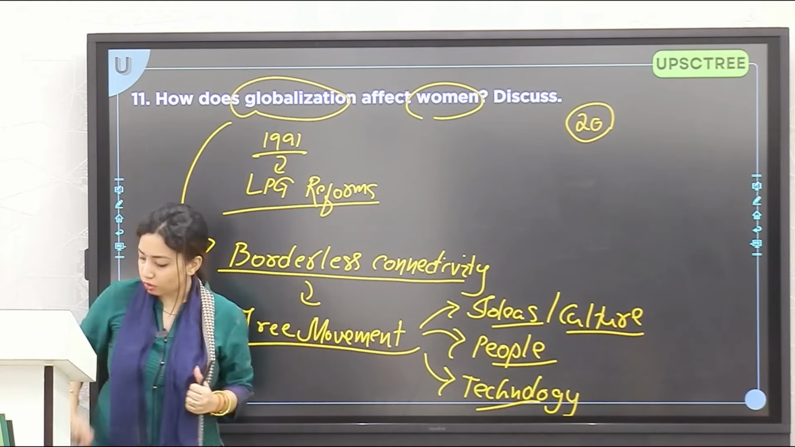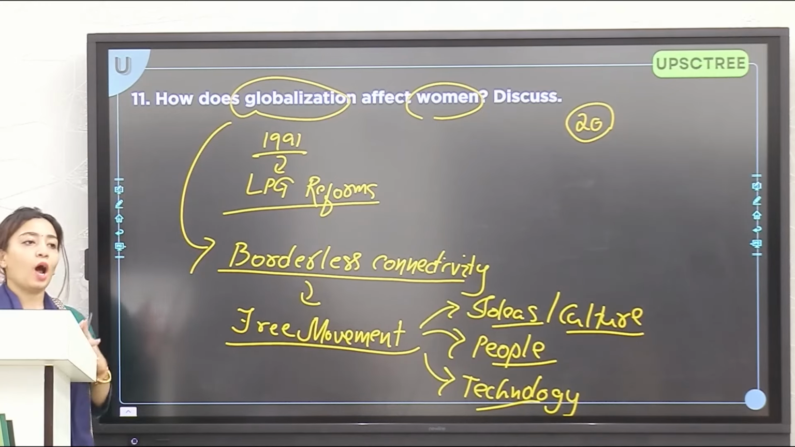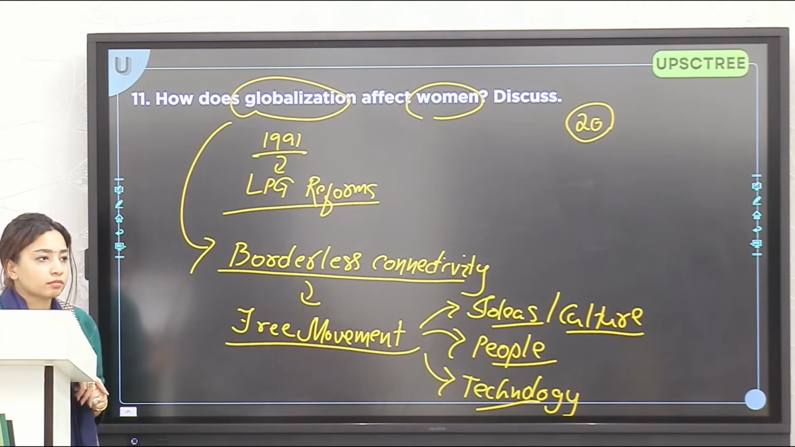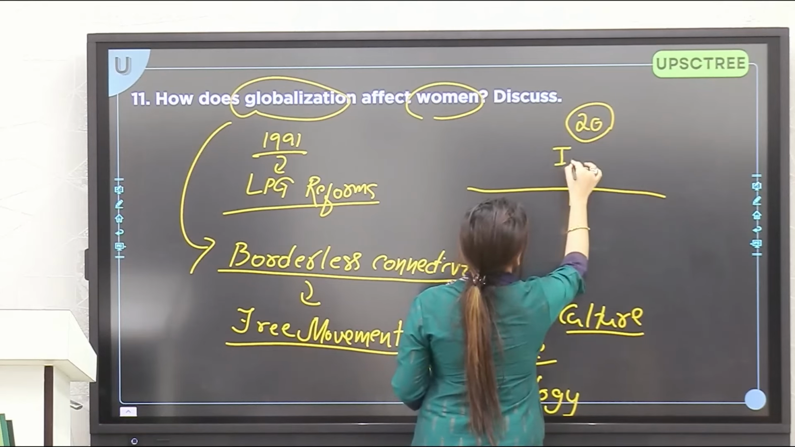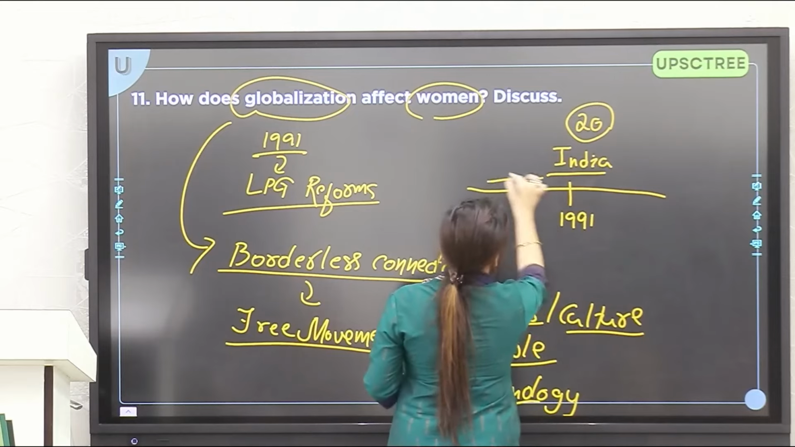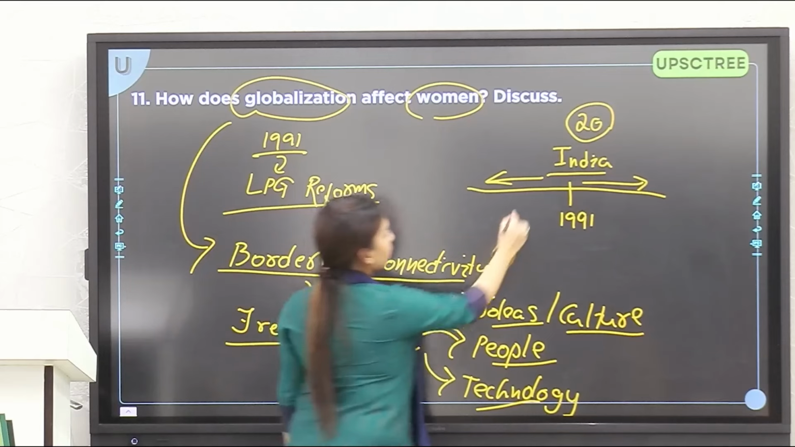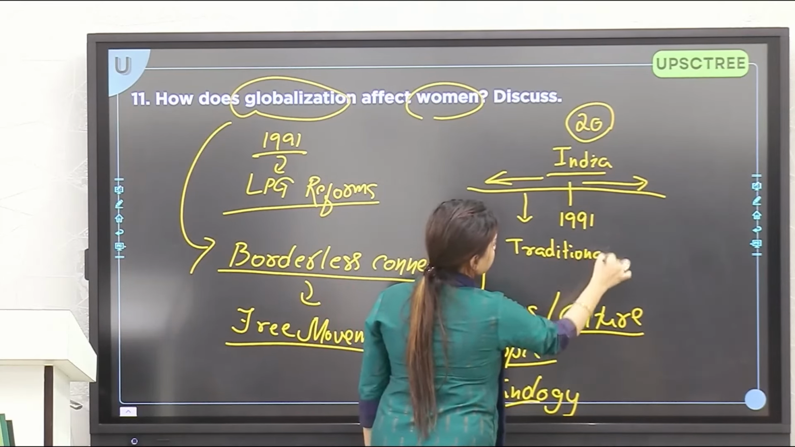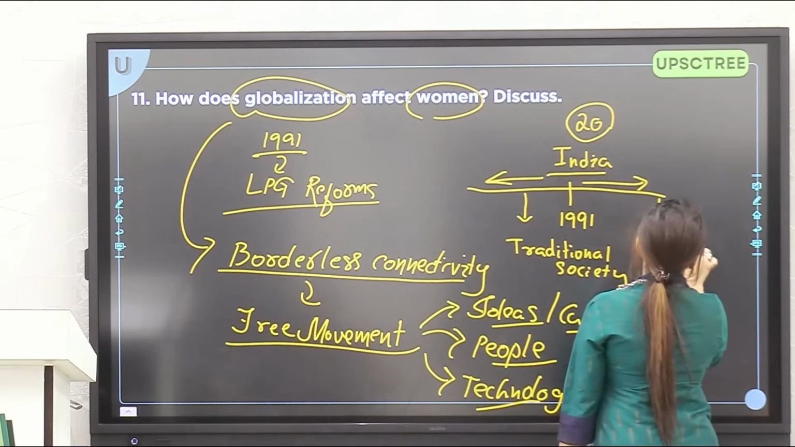Basic significant change globalization. How was India before 1991? How do you see the social image of India and post that? So you have to make a clear distinction between India and its social life before and after 1991. So mostly this used to be a traditional society, and this became a modern society.